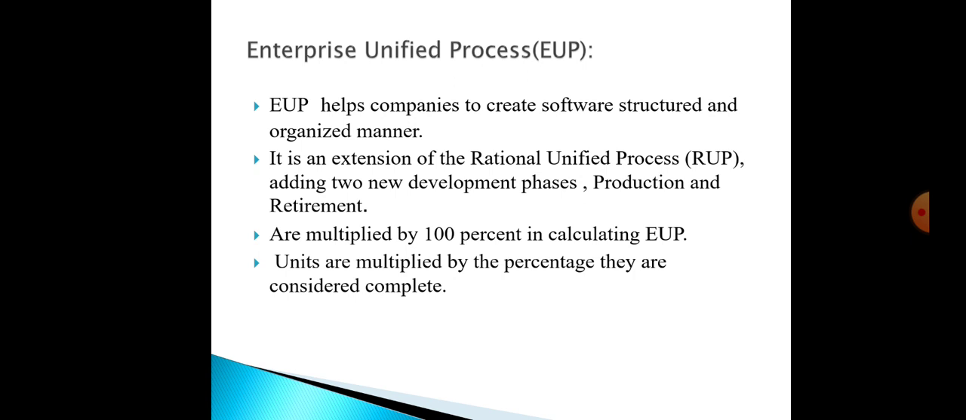Enterprise Unified Process helps companies to create software in a structured, organized manner. It extends the Rational Unified Process by adding two new development phases, which are production and retirement. These are multiplied by 100% in calculating EUP. Units are multiplied by percentage, they are considered complete.